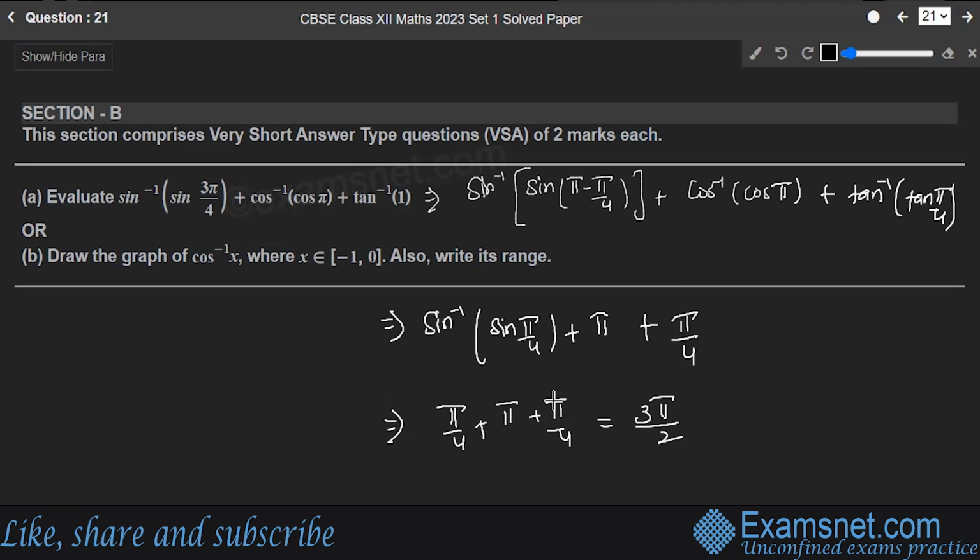Actually, this will be 6 pi by 4. That will be equal to 3 pi by 2.